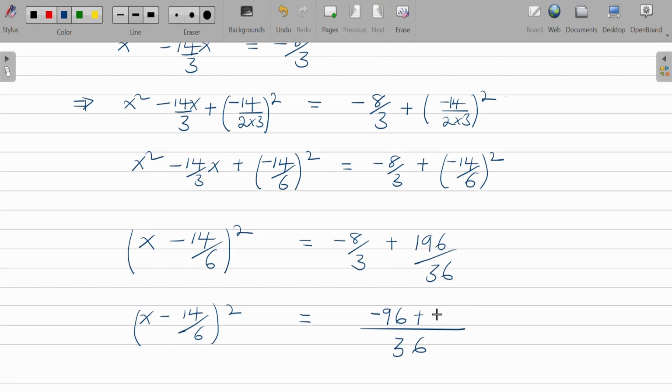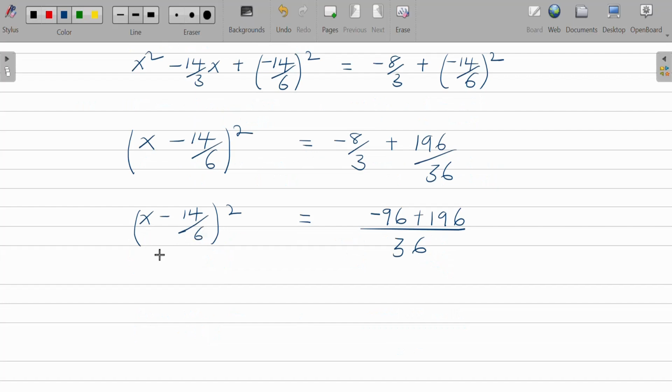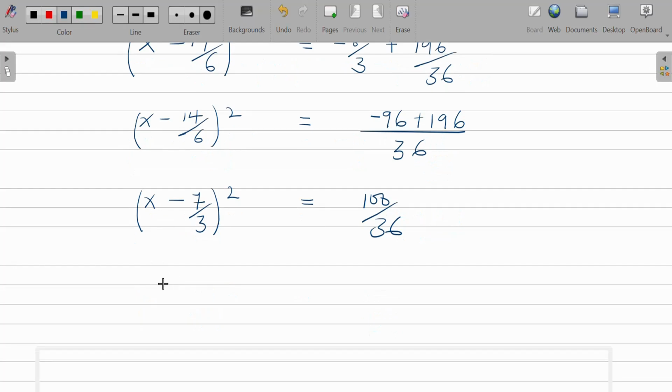The one in brackets here is the same as x minus 7 over 3, the whole of it squared, equals, as we simplify, 100 divided by 36. So we have x minus 7 over 3, the whole of it squared, equals 100 divided by 36.